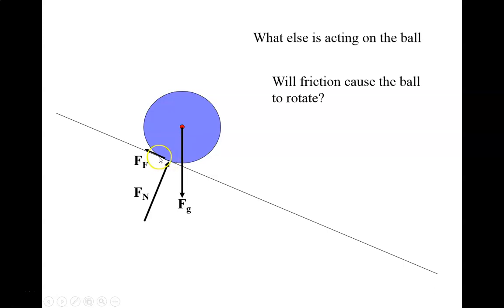What about the force of friction? Will that cause it to rotate? And the answer is yes. And what's its lever arm? It's the radius of the ball or whatever it is. So without friction, a ball would simply slide down a ramp. You have to have friction in order for the ball to rotate as it rolls down a hill.